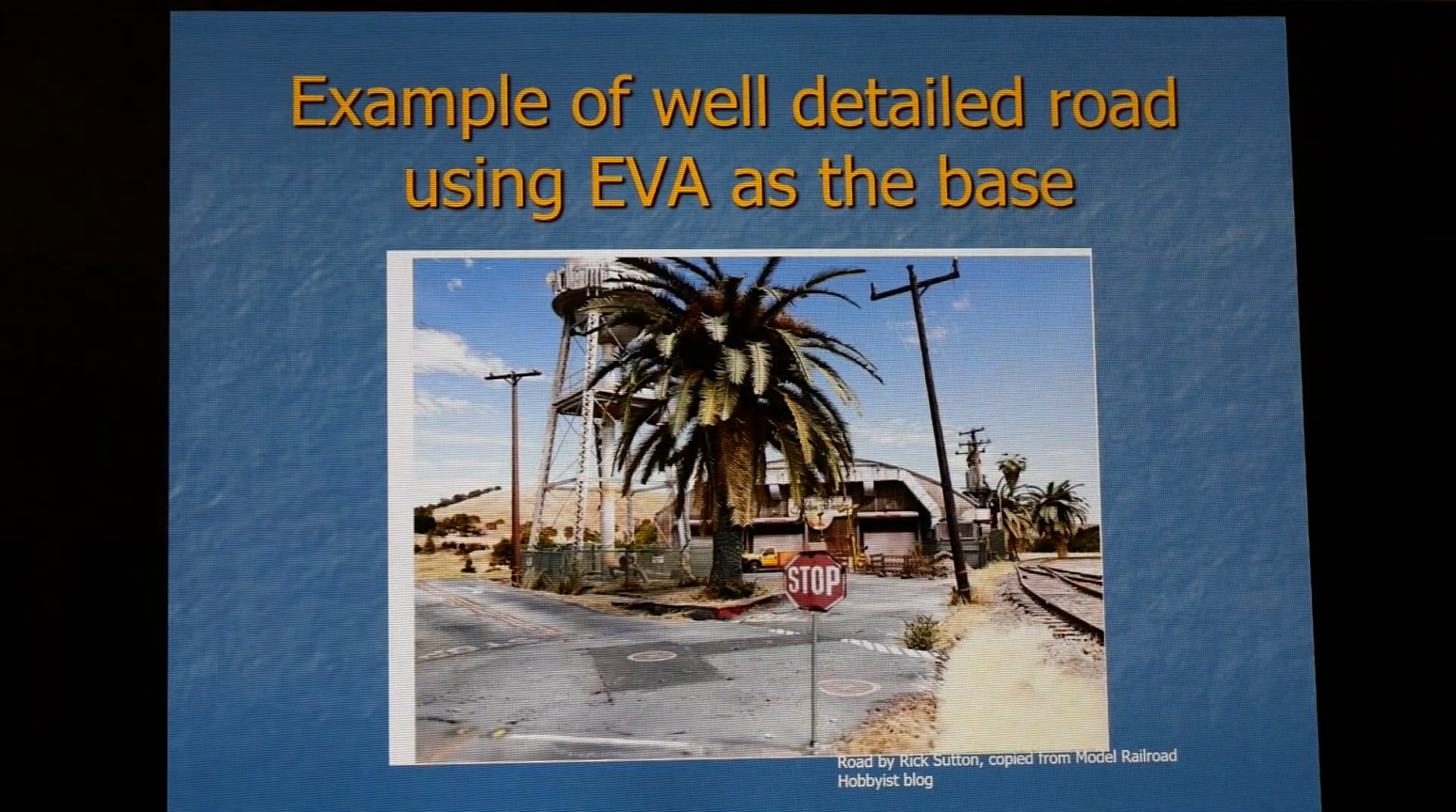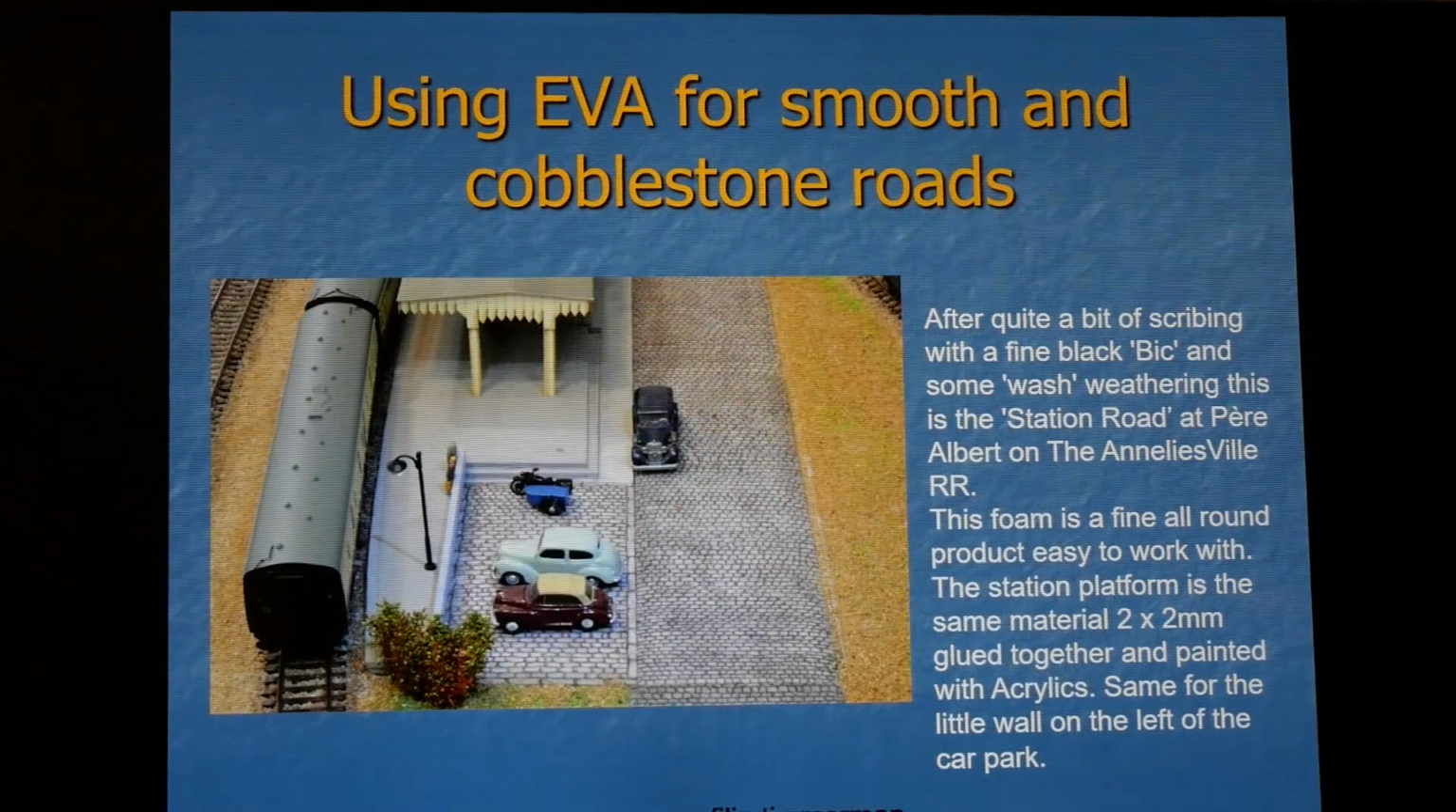Some examples of well-detailed roads using the EVA. This one shows how they've coloured in different sections, put in shading, used pastels, and jagged the edge a bit where the road surface is near the stop sign. This gives a very realistic and effective road surface.